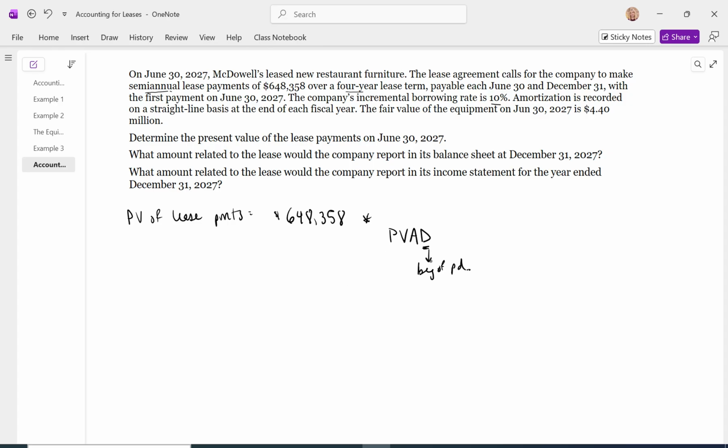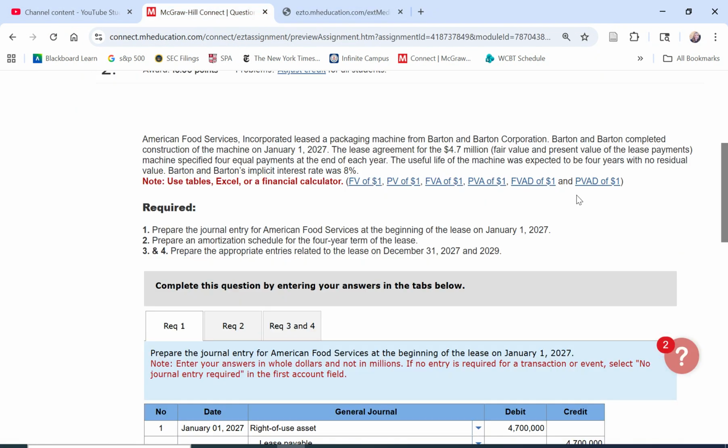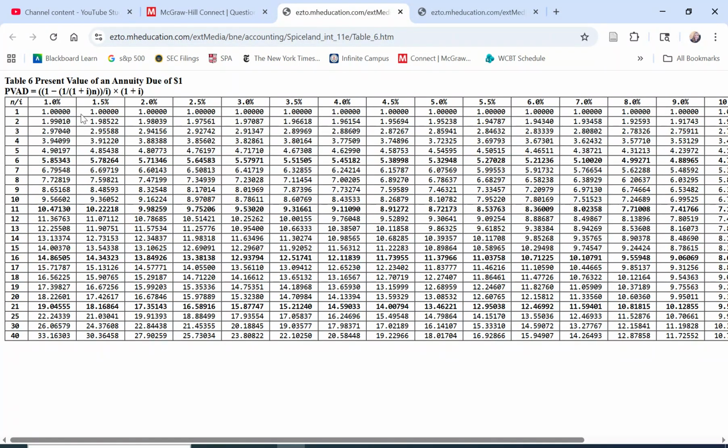Okay, so what do we want here? This is a 4-year lease term, but it has semi-annual payments. So the number of periods is 8, and the interest rate of 10%, we divide that by 2, because these are semi-annual payments. We want n equals 8, and the interest rate equals 5%. So let's come over to our tables. We want present value of an annuity due of $1.